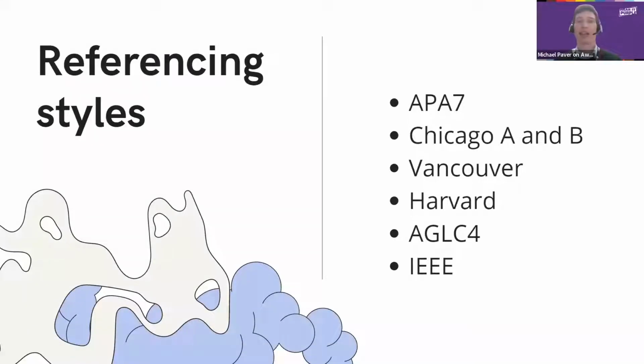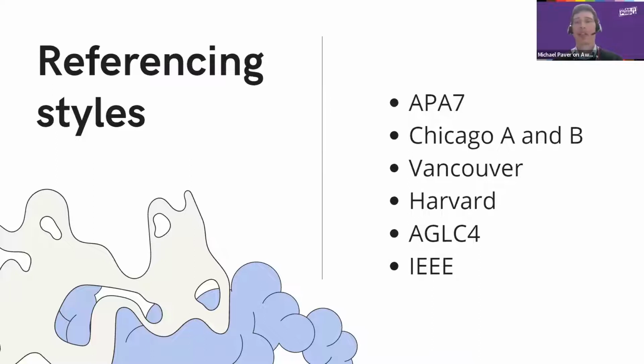Now, as I said, when we're talking about referencing styles, it's just a formalized way, sort of a convention, of how we are going to acknowledge that original author or creator. And there's a number of different styles that we use at University of Newcastle. We have APA7, which we're going to be speaking about today, Chicago A and B, Vancouver, Harvard, AGLC.